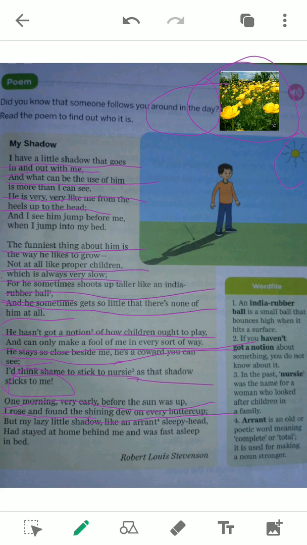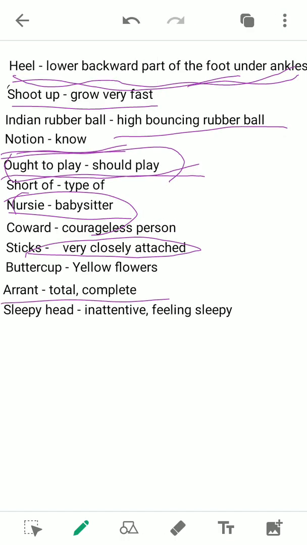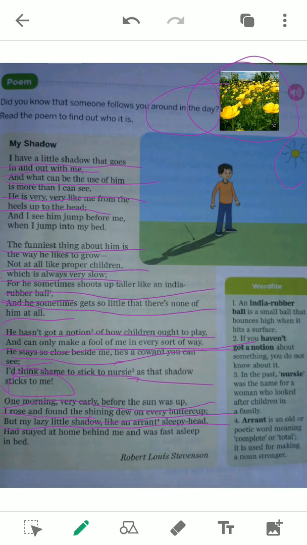But what happens to the shadow when the child sees dew on every buttercup? "But my lazy little shadow, like an errant sleepyhead." Arrant means complete, totally here. Totally sleepyhead. Sleepyhead means he was feeling very sleepy. He was very, very sleepy, because of this reason he was not with the boy, and he had stayed at home behind him. Now at that time the shadow is not with him. The child sees in the morning when he wakes up that the shadow is not with him. The shadow always stays with him, but this time the shadow is not with him in the morning.